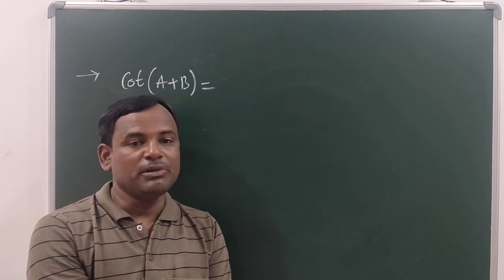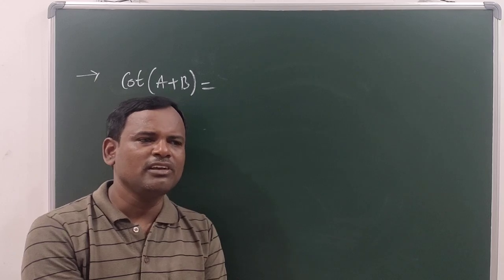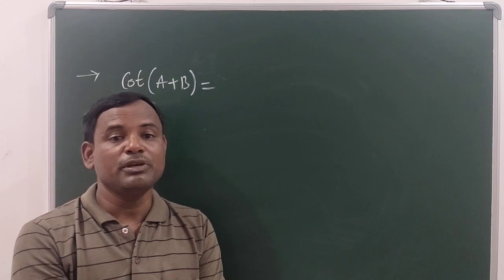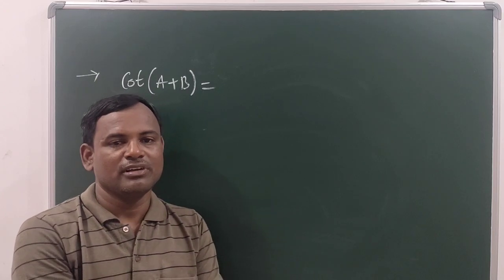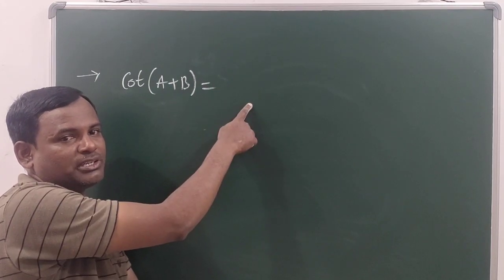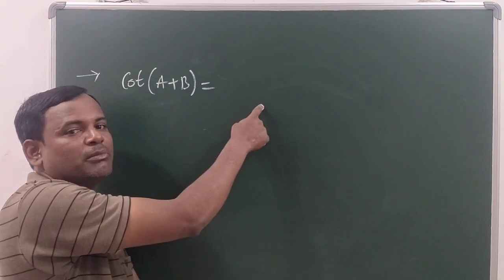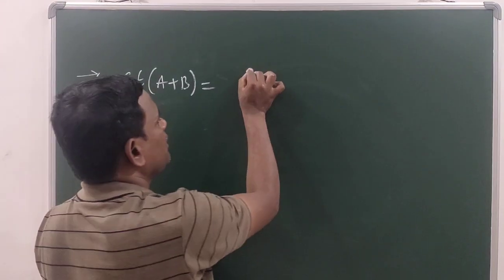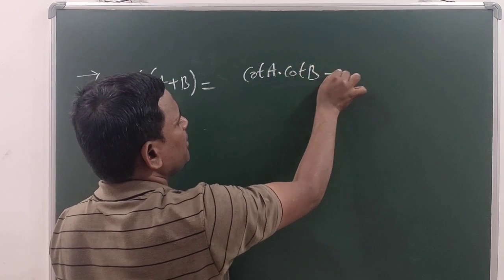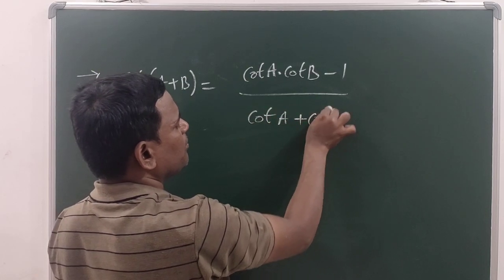Like in the tan of A plus B formula, in the same manner you divide numerator and denominator. No, here for this cos of A plus B you have to divide with sin A sin B, right? This can be written as cos A plus B by sin A plus B. Both expansions, and divide the numerator and denominator with sin A sin B. So finally you will get this formula, cot A cot B minus 1 by cot A plus cot B, or cot B plus cot A.